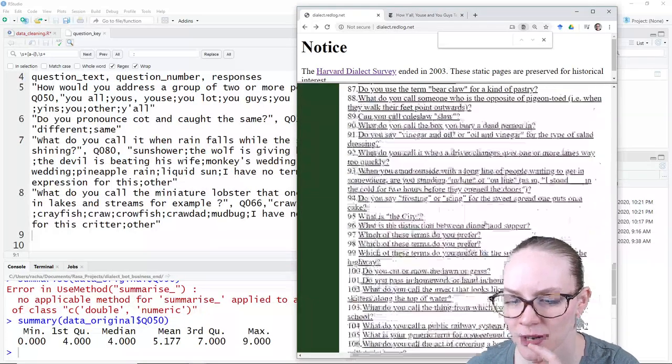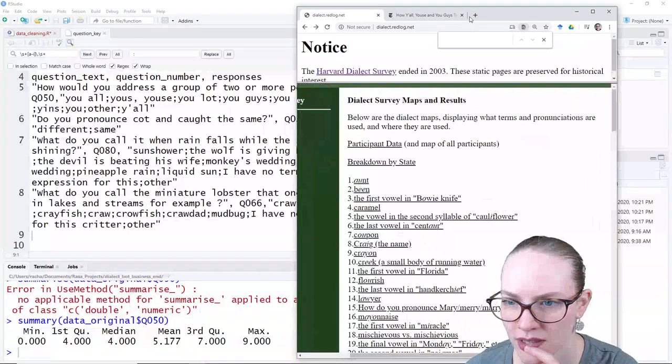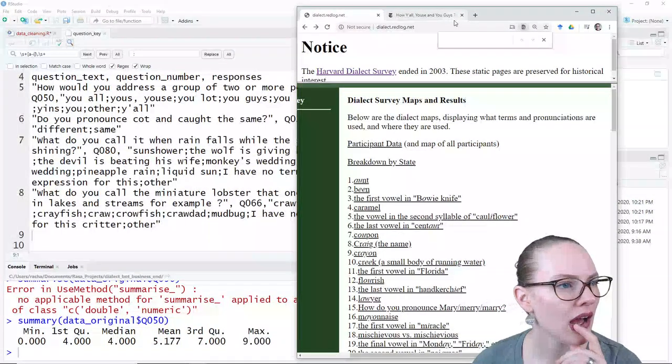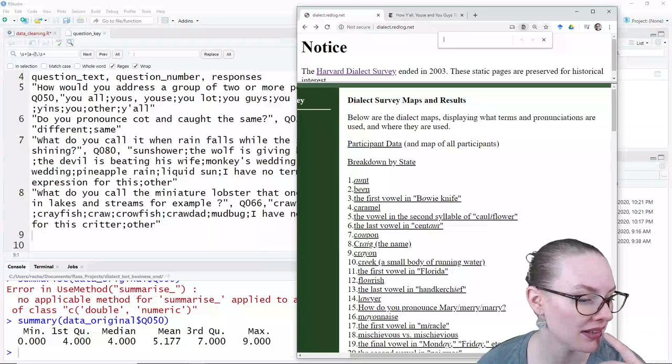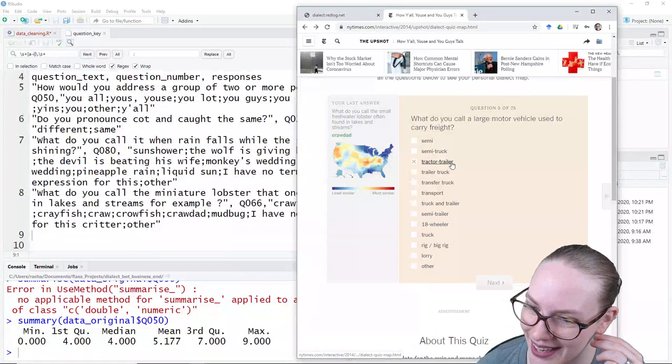All right, I don't think this question is in the Harvard Dialect Quiz. Huh. Interesting. I guess we will answer it and then skip. So I'd say tractor trailer.